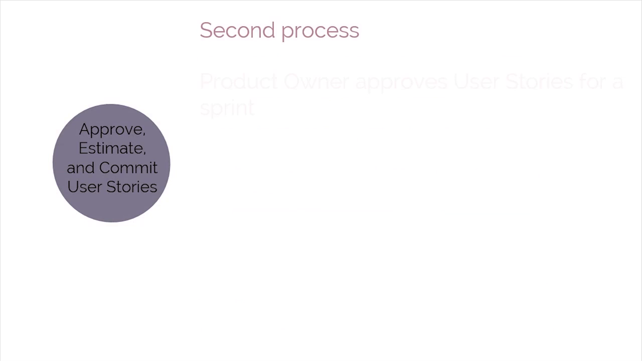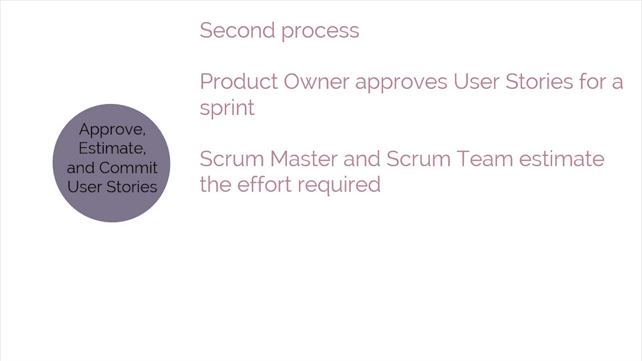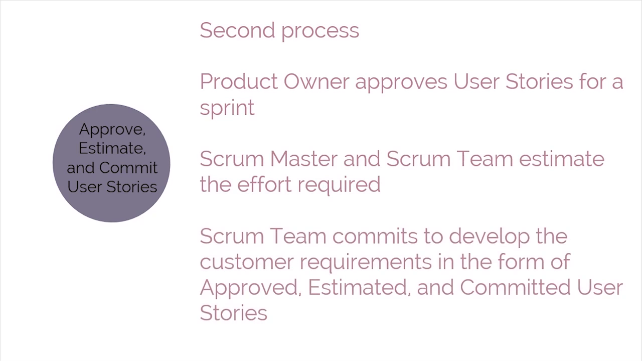In this process, the product owner approves user stories for a sprint. Then, the Scrum Master and Scrum team estimate the effort required to develop the functionality described in each user story. And the Scrum team commits to develop the customer requirements in the form of approved, estimated, and committed user stories.